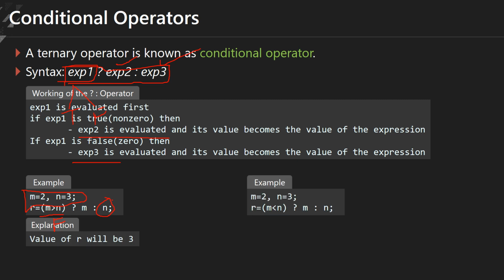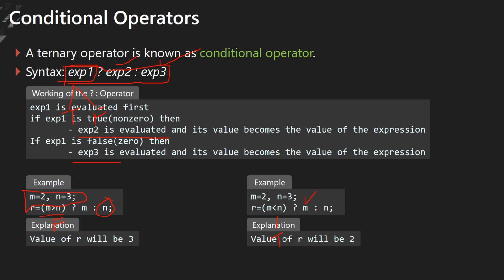Look at another case. Obviously m is less than this, so it becomes true. It becomes true, then m is executed, right? So the value of r will be 2. Okay, so r has come into the picture, right?